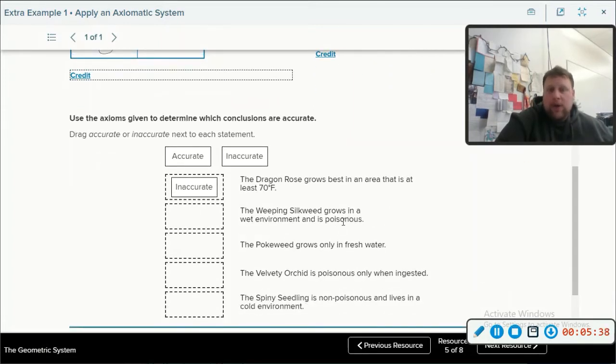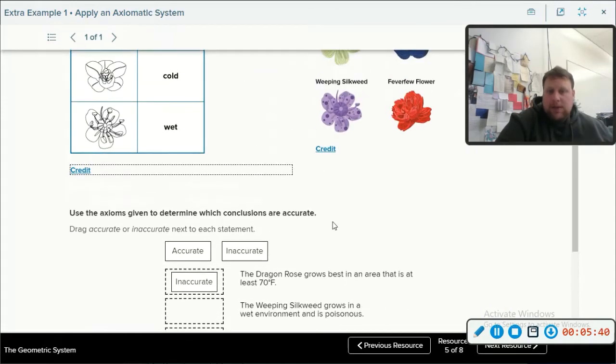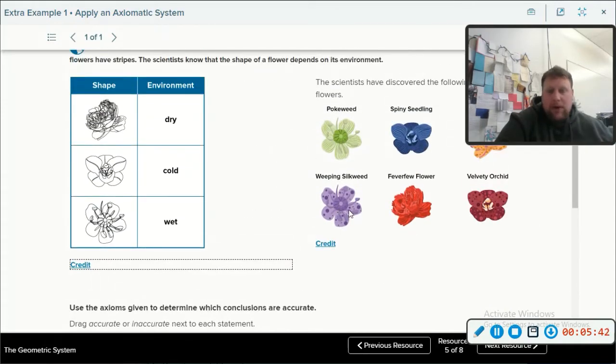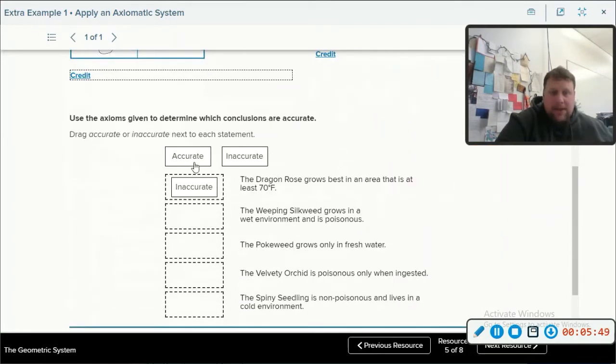The weeping silkweed grows in a wet environment and is poisonous. Well, let's look. Weeping silkweed, it's polka dotted, so it's poisonous. It looks like this, which matches the wet. So yes, it likes a wet environment and it's poisonous. That is accurate.